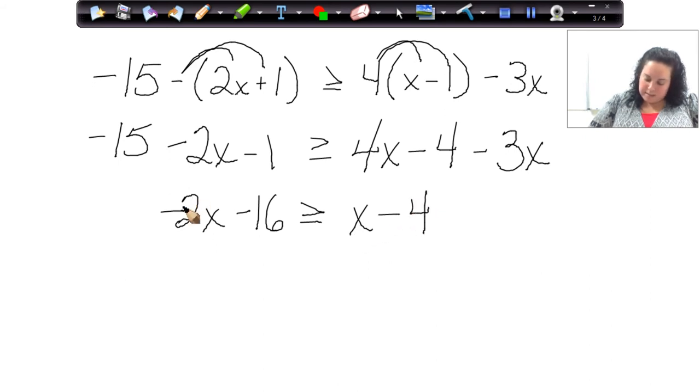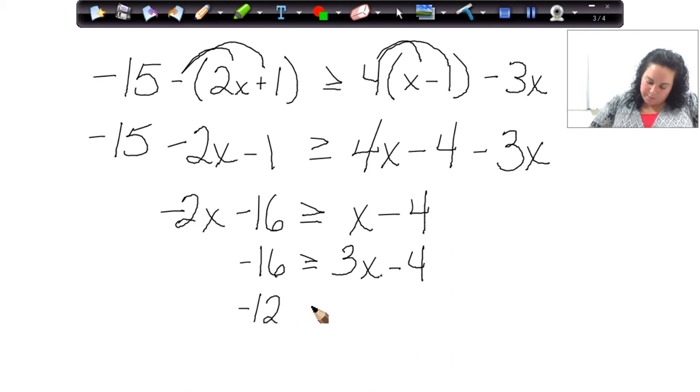Let's add 2x to both sides. Negative 16 is greater than or equal to, sorry, not 2x, 3x minus 4. Let's add 4 to both sides. So negative 12 is greater than or equal to 3x. And then divide both sides by 3. We're dividing by a positive number, so we don't need to flip. We get negative 4 is greater than or equal to x.